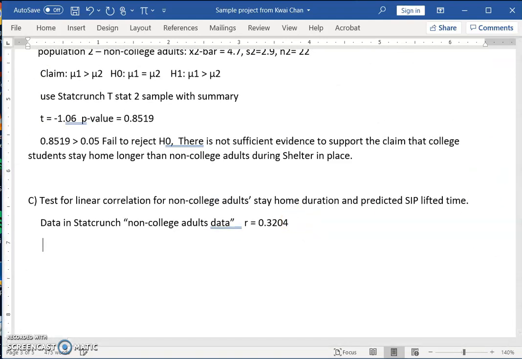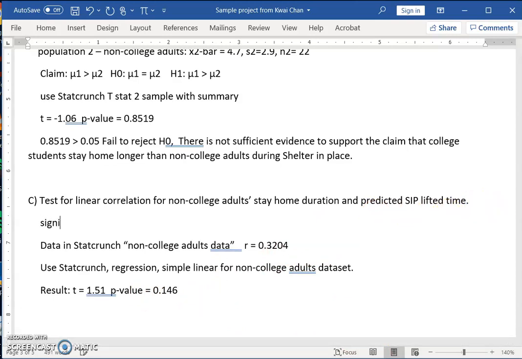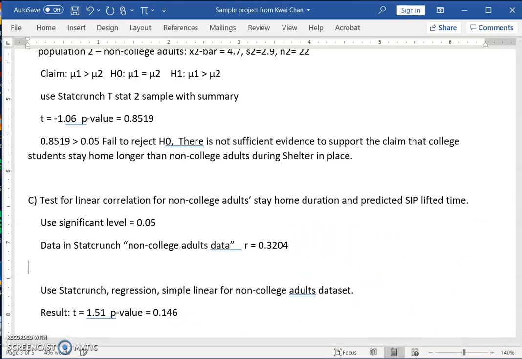Okay, so we will just use StatCrunch, regression, simple linear for the non-college adults data sets. Okay, so the result is t equal to 1.51, p-value equal to 0.146. So here I did not talk about what my significance level is. Maybe I'll just use this default significance level equal to 0.05.